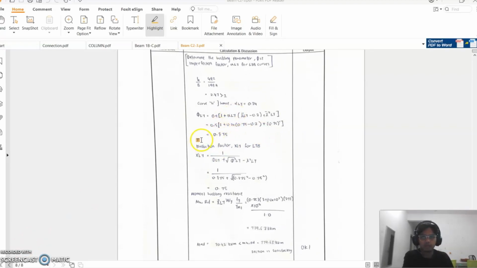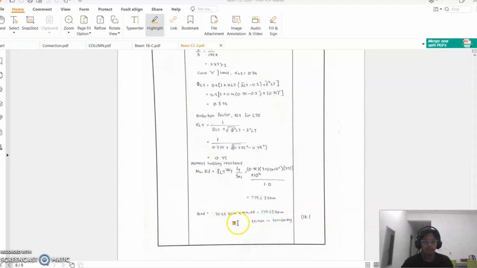The value is 0.875. For the reduction factor, the value is 0.76. And for the last check, the value of MED needs to be smaller than the moment buckling resistance. For my MED, I got 70.4242, and the moment buckling resistance is 775.63. So this section is satisfactory and it's okay.